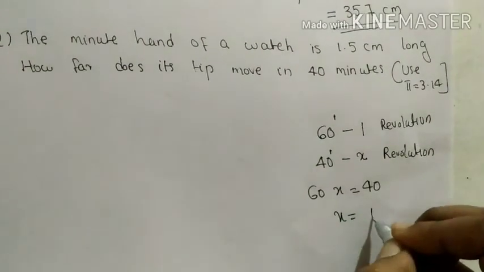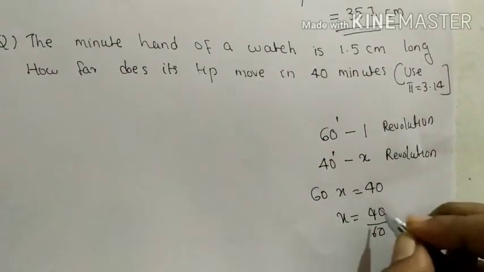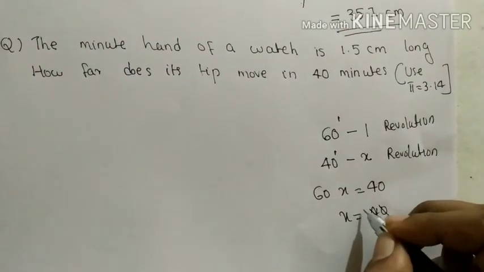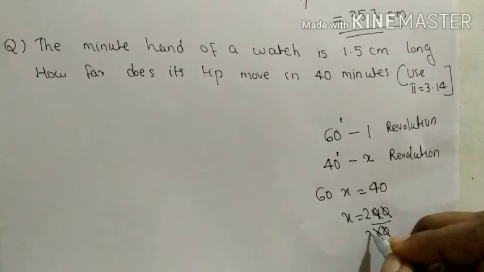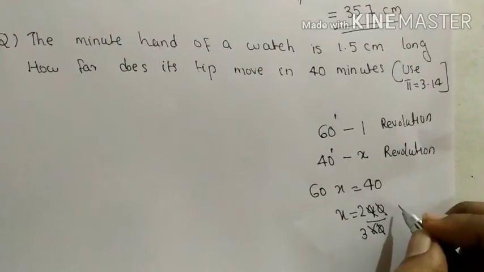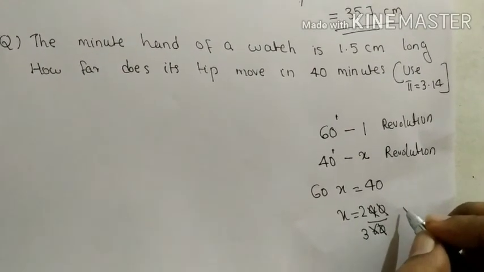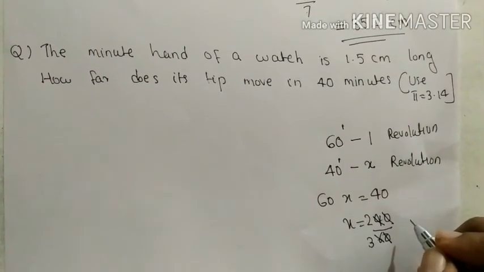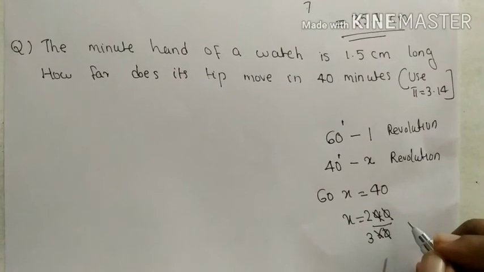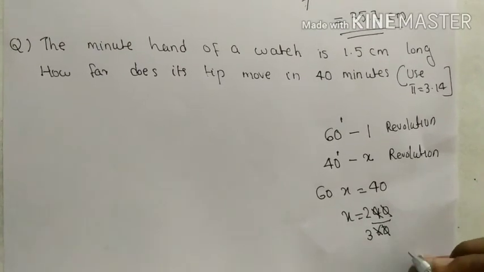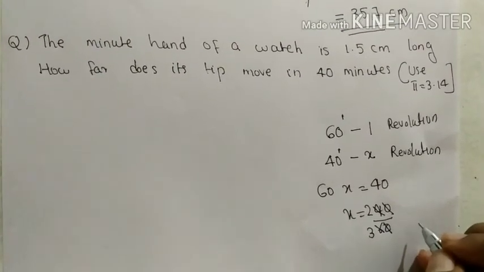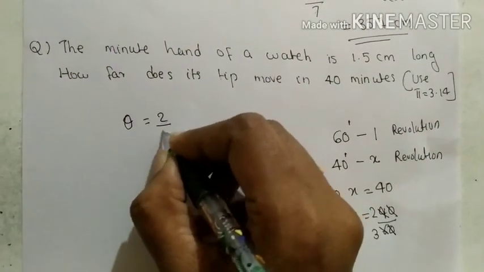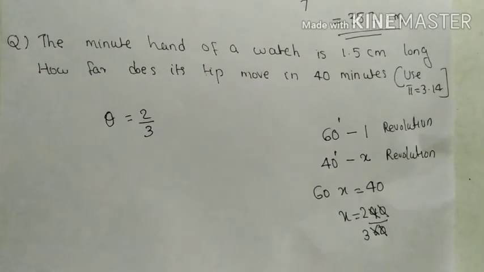So x equal to 40 by 60, and cancelling these two 0, and by using multiplication table of 2 we get 2 by 3, x equal to 2 by 3. So we get in 40 minutes the minute hand turns through 2 by 3 of revolution. Okay, so theta is equal to 2 pi by 3.